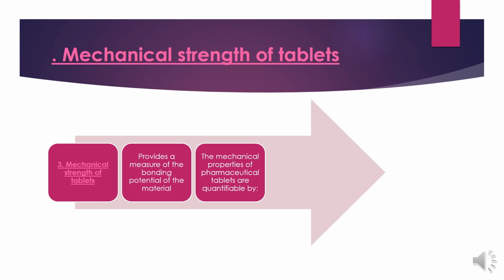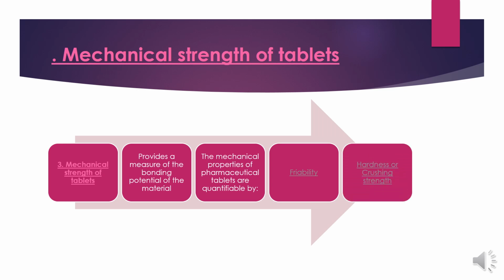We can quantify it, we can calculate it by two methods. One is friability, second is hardness or crushing strength. So these are the two parameters that determine the mechanical strength or a measure of bonding potential of material of a tablet.